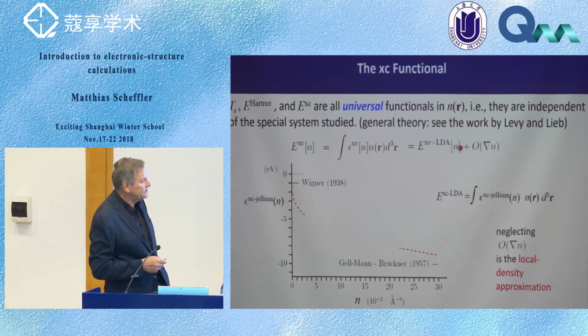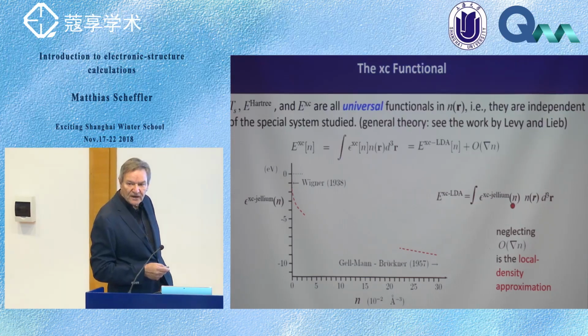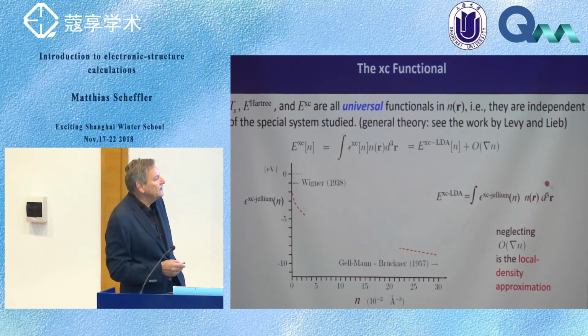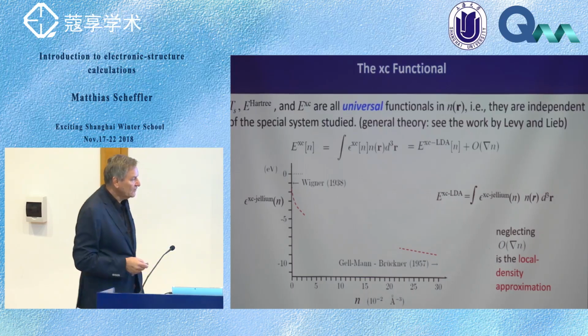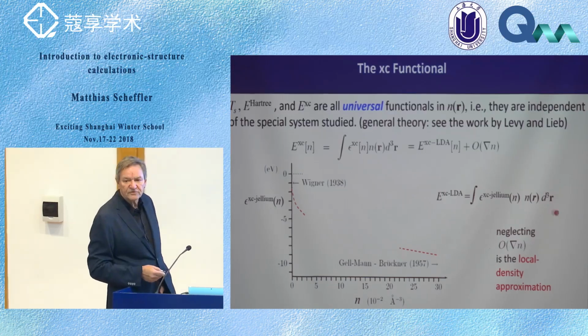You have something which depends on a constant charge density, and you have corrections which have the gradients. And for this EXC LDA, local density, you have an integral over EXC Gellium, which is now a function of n, because n is no longer n of r, but a constant. And if you use that for different densities, you can integrate it over n of r and getting really the general local density approximation. So for this term, the answer was known well before density function theory.